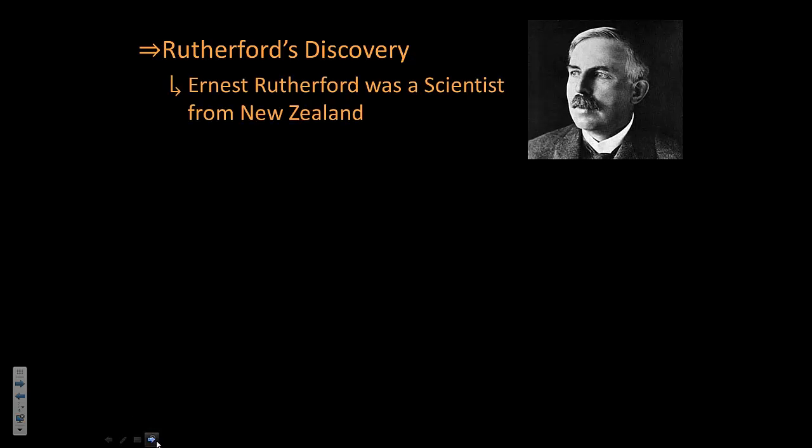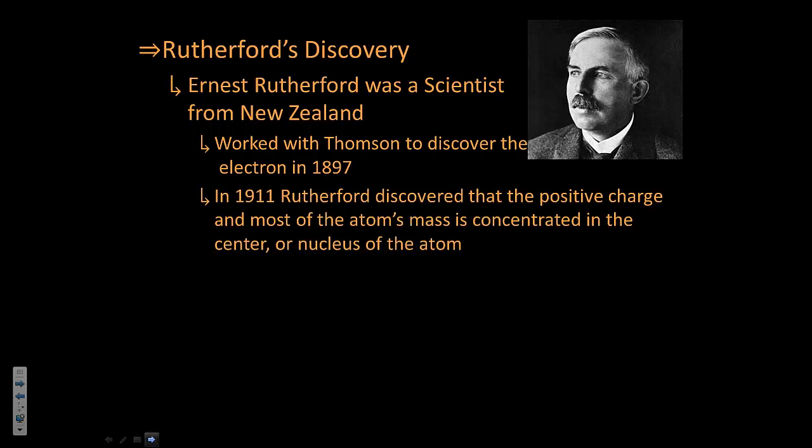The reason Thomson's model did not last very long was because of this guy. His name is Ernest Rutherford, and he was a scientist from New Zealand. In fact, he actually worked with Thomson to discover the electron in the late 1800s. 1897 was when they announced it. But then he continued to do some more work, and he discovered in 1911, so about 14 or so years after they discovered the electron, Rutherford discovered that the positive charge and most of the atom's mass is concentrated in the center, or what we call the nucleus of the atom.